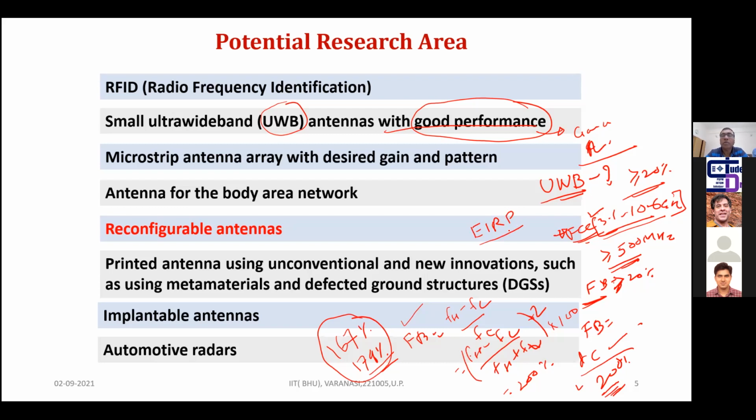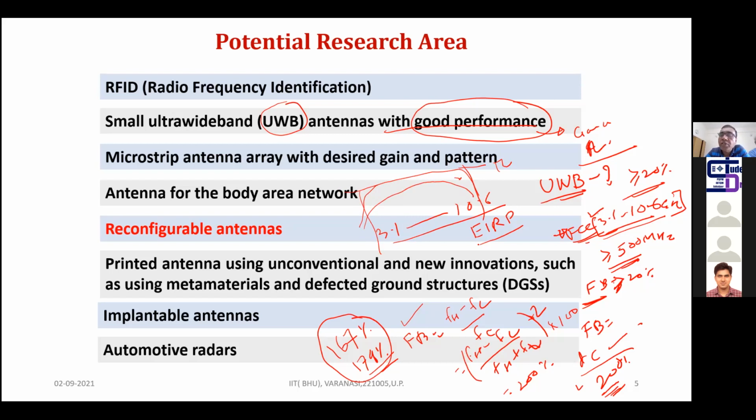I put EIRP, okay? So you can see there is a certain envelope within this band, 3.1 gigahertz to 10.6 gigahertz. Within this envelope, a certain limit has been defined: how much should the threshold level be. If we transmit the signal within this level, that would be better. We have to achieve everything within this level, then you can say your antenna gives good performance.